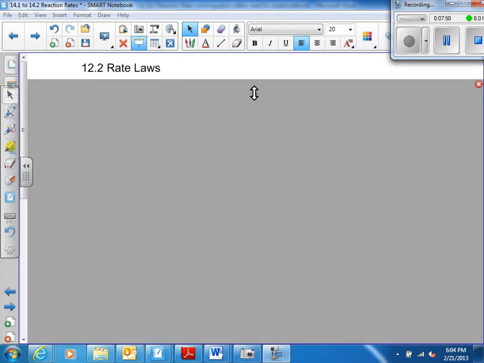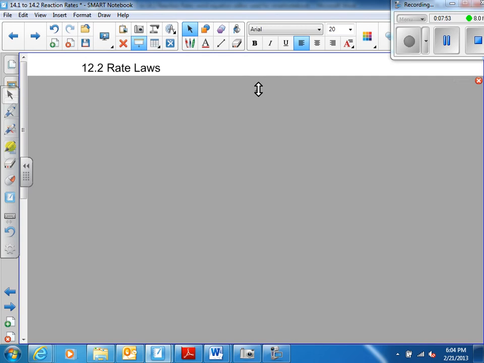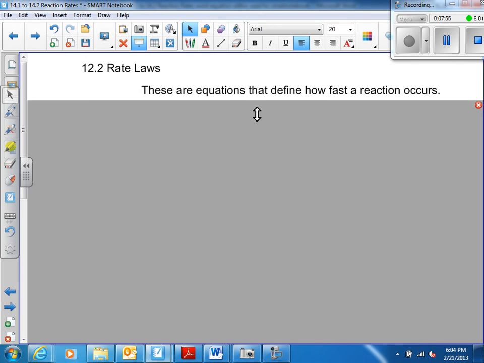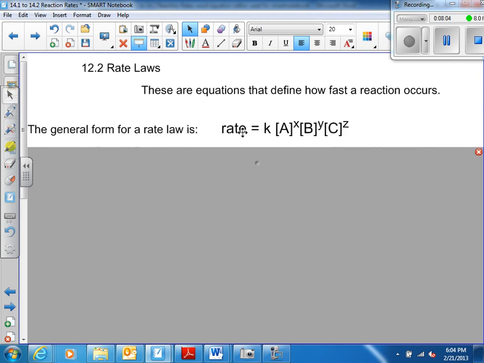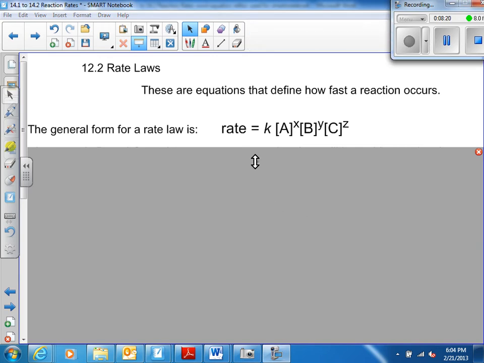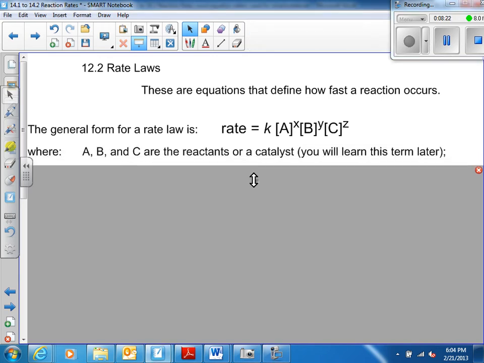Moving on, rate laws. These are fun. They're actually really fun once you start doing them. I mean, I love doing rate laws. Okay, rate law is an equation that defines how fast a reaction occurs. It's a mathematical construct. Looks just like this. A, B, and C are your reactants. This is all written for you in a moment. Those are your reactants. X, Y, and Z, you determine those experimentally, and this K here is called the specific rate constant. And that specific rate constant is also determined experimentally.